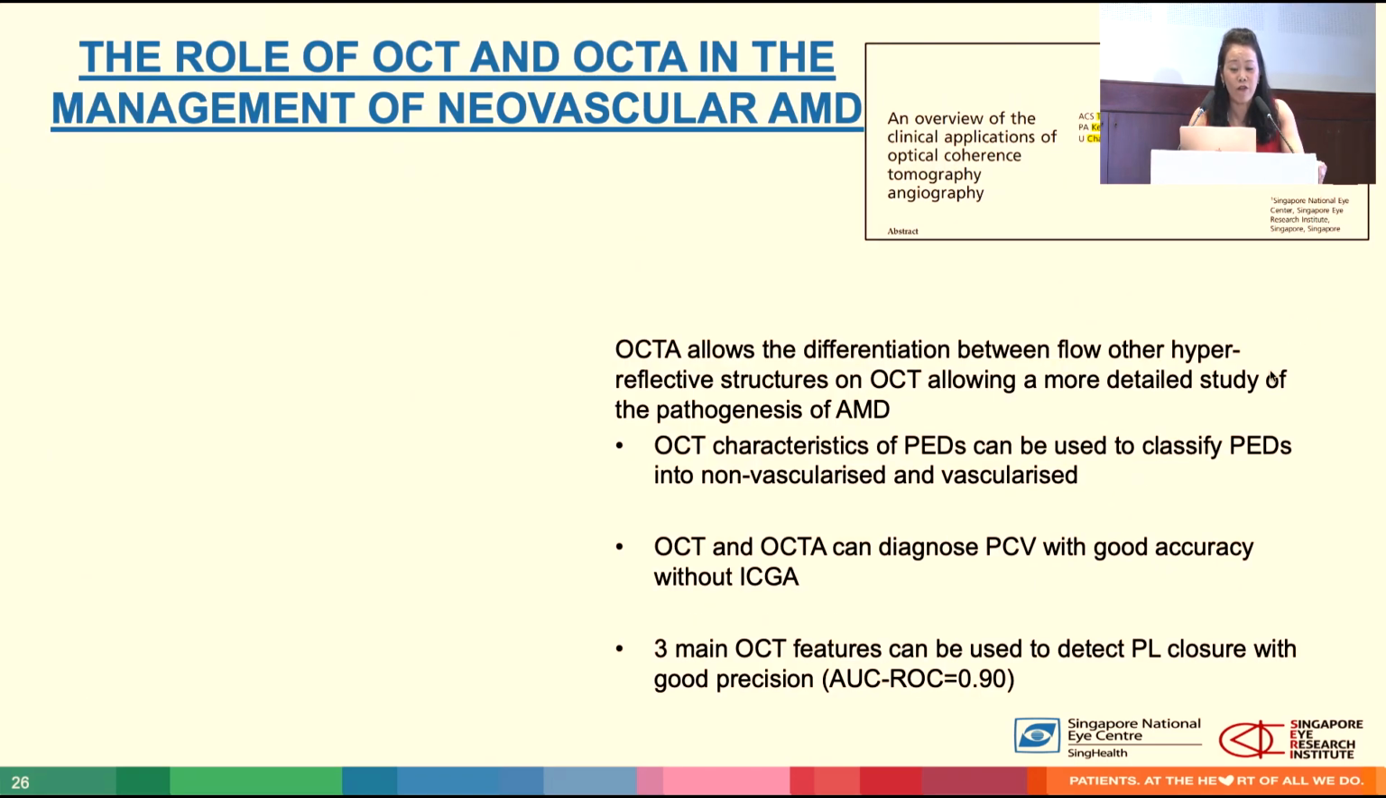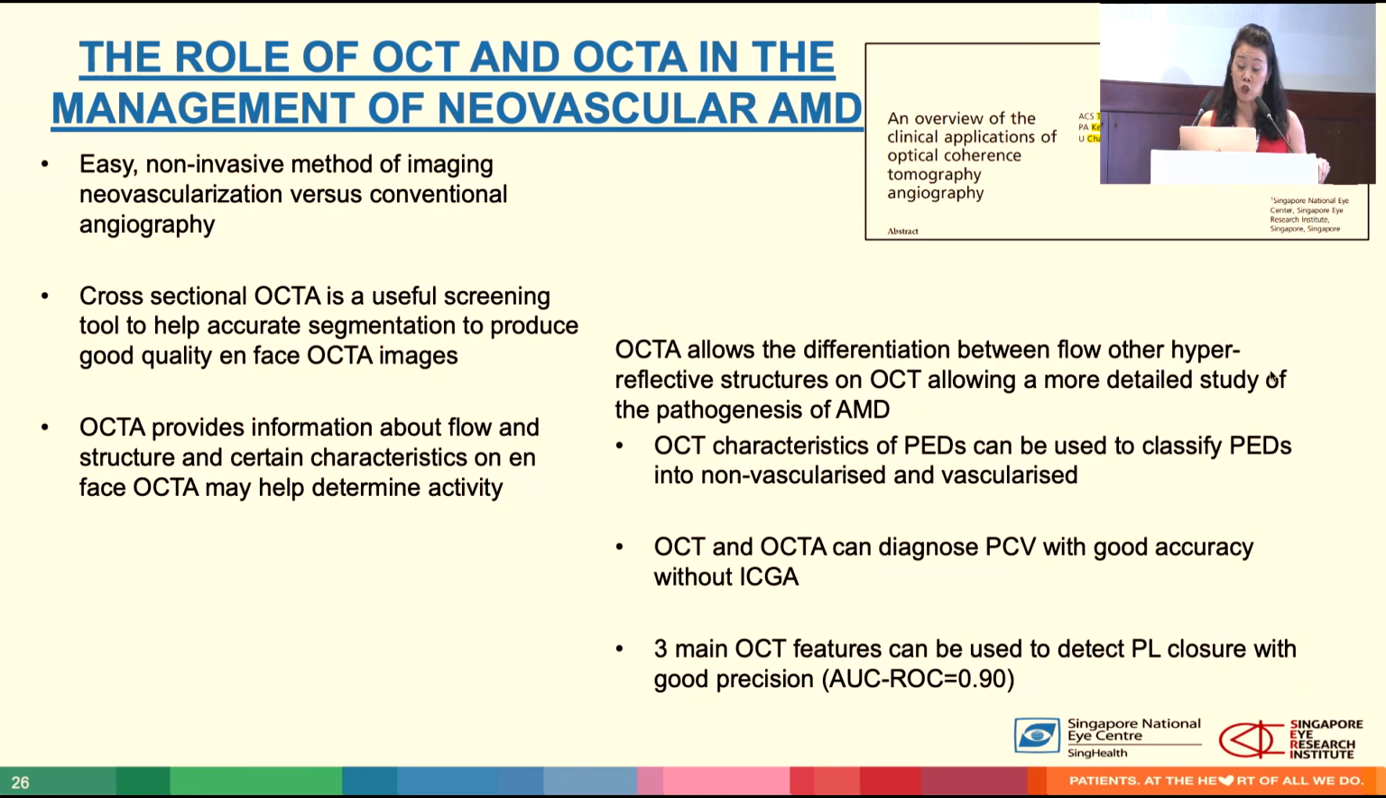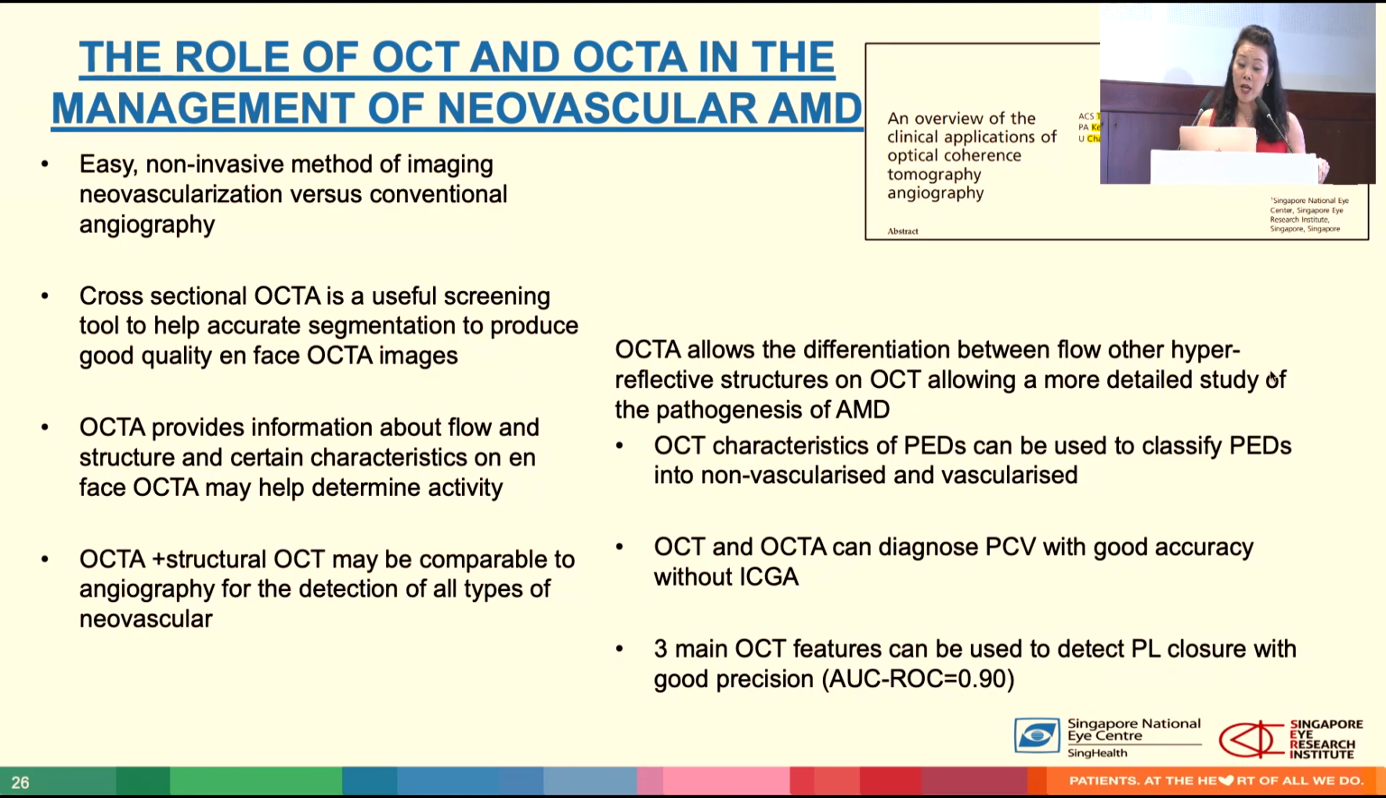So I just want to finish up with a summary. This is a paper that we published, and you can go read it because 7 minutes is no time to finish. But anyway, we know that OCTA allows the differentiation between flow and other hyperreflective structures. You can see that it can be used to classify PEDs as well as look at the different types of AMD. It is an easy, non-invasive method of imaging, and cross-sectional OCTA is useful as a screening tool. It provides information about flow and can help determine activity.